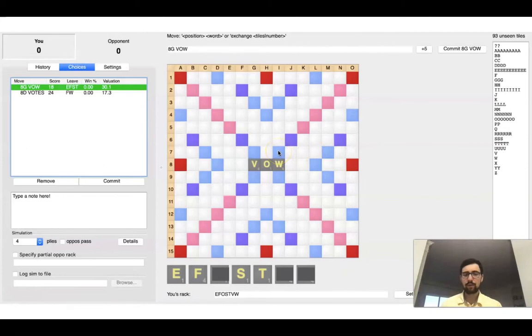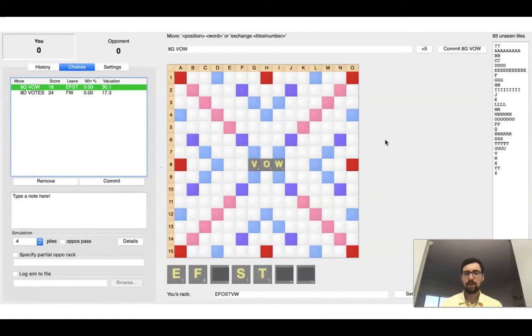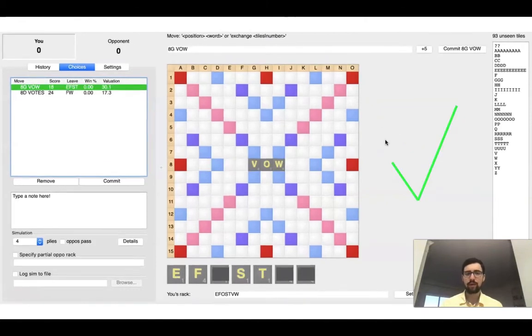The leave after votes, though, which is an F and a W, really isn't great, because if you think about it, there's not that many words that have both an F and a W in them, so they're not very synergistic, which means, like we discussed before, you're much better off trying to separate them if you can, instead of keeping them together on your rack. So once again, in this case, you shouldn't take the points with votes. Instead, you're much better off sacrificing a couple points with vow to keep a much better leave.